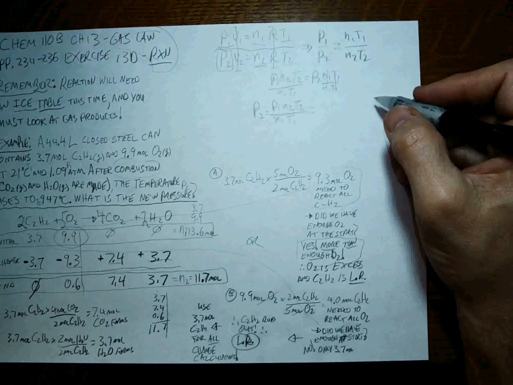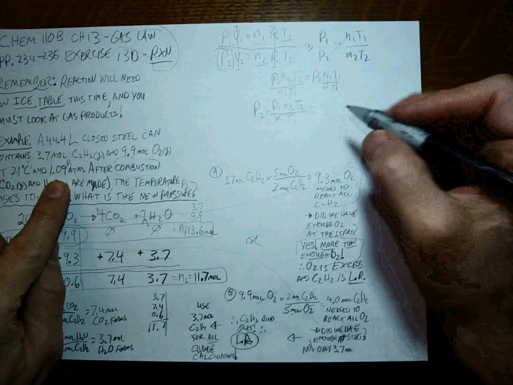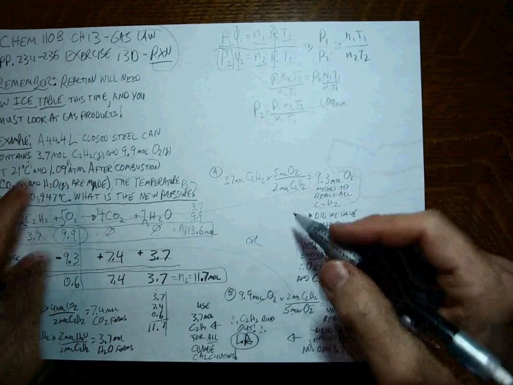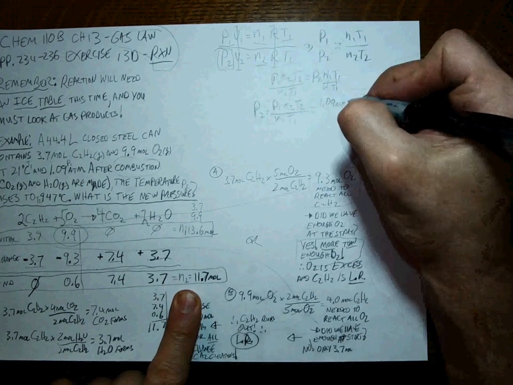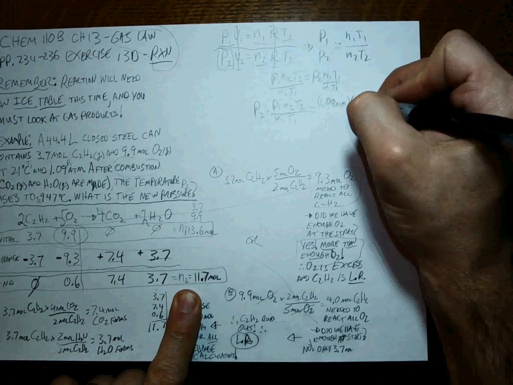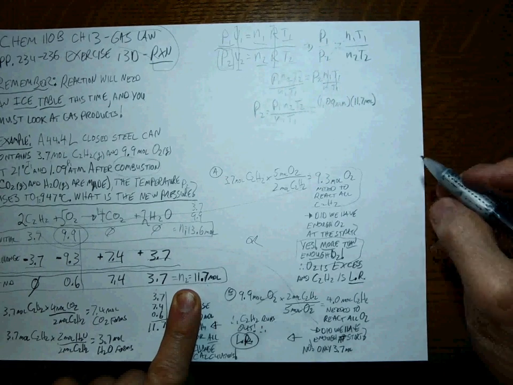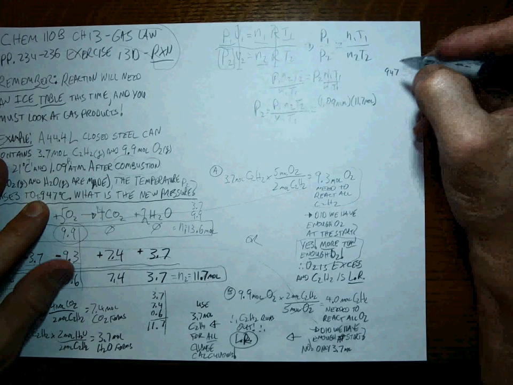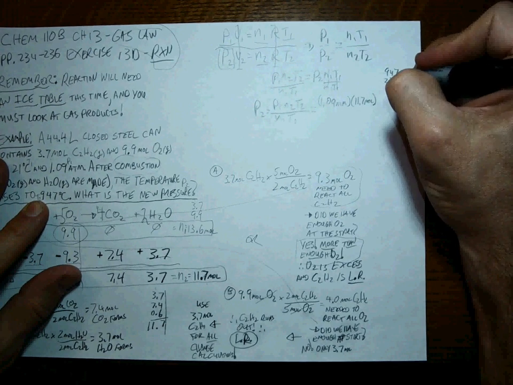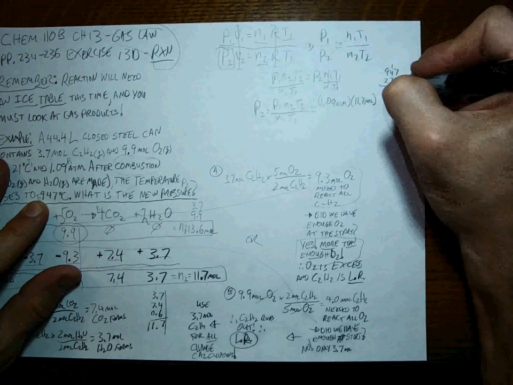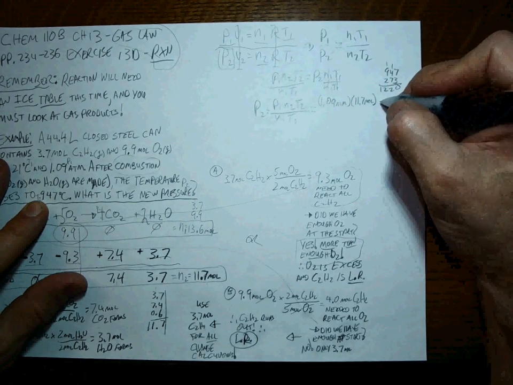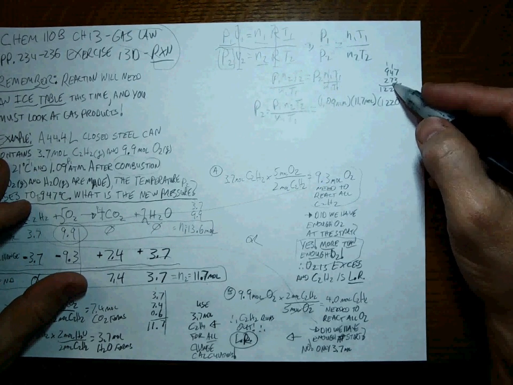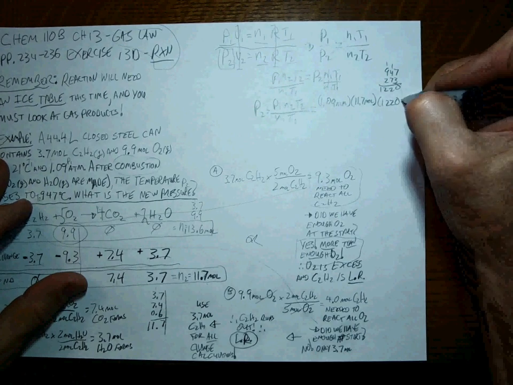Plug and chug. Pressure 1, all the way back over here, 1.09 atmospheres. N2, we just figured out, 11.7 moles. T2 is the second temperature, which is 947 plus 273. Gotta convert. 1220, right? Okay, Kelvin.